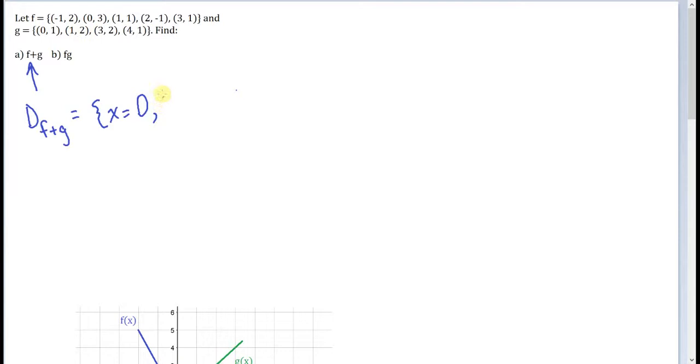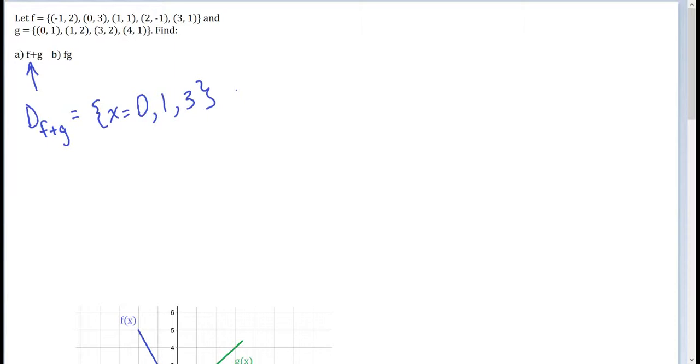1, 1. Okay, 1's in the domain. 2, oh, there's no 2 in g, so 2's not in the domain. 3, 3. Okay, and 4, there's no 4 in f, so 4 is not in the domain. Okay, so that's the domain for f plus g. It would also be the domain for f times g, because you can only combine the functions for x values that exist for both of the functions.